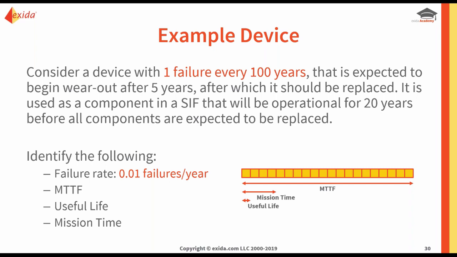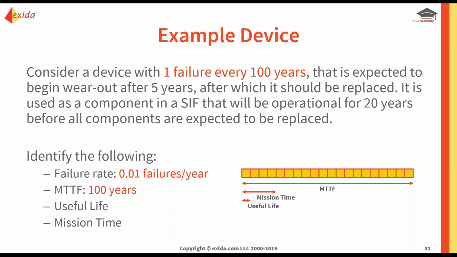The failure rate is right up at the top. We're told that the device will fail once every 100 years. And so our failure rate is 0.01 failures per year. That makes the mean time to fail pretty easy as well. Our mean time to fail is 100 years because we know it's the inverse of the failure rate.